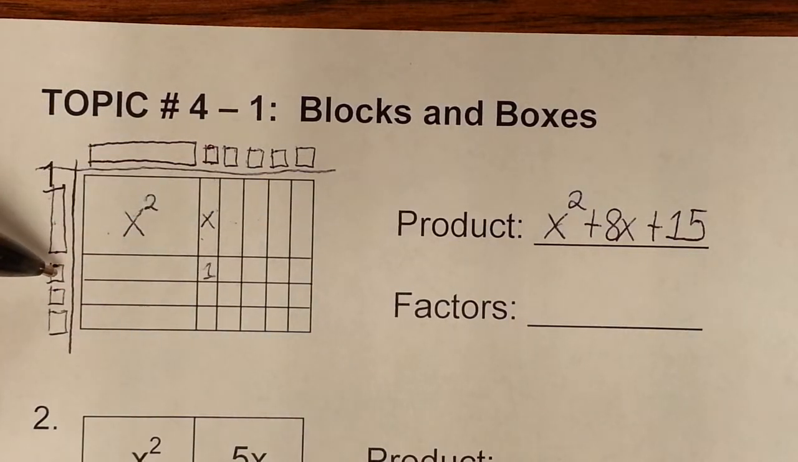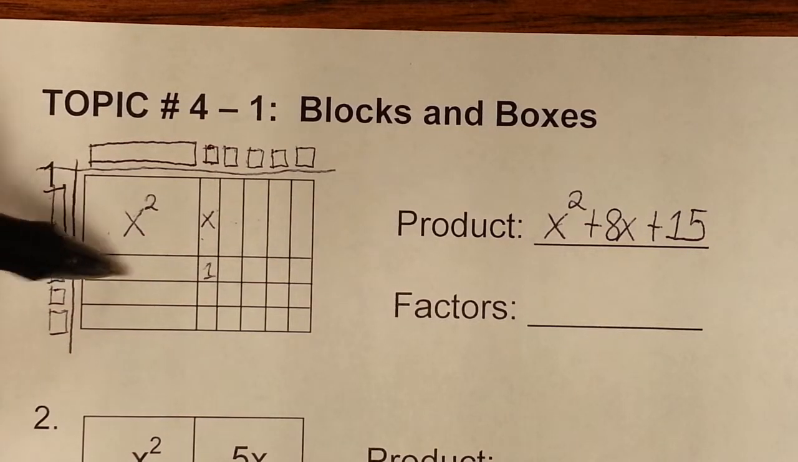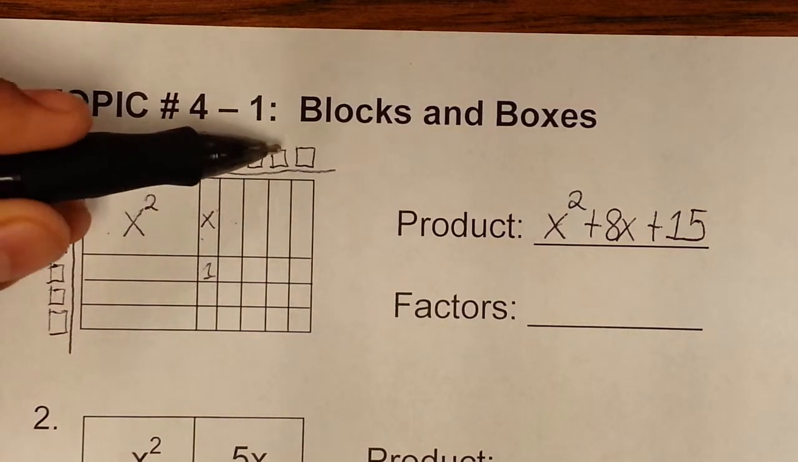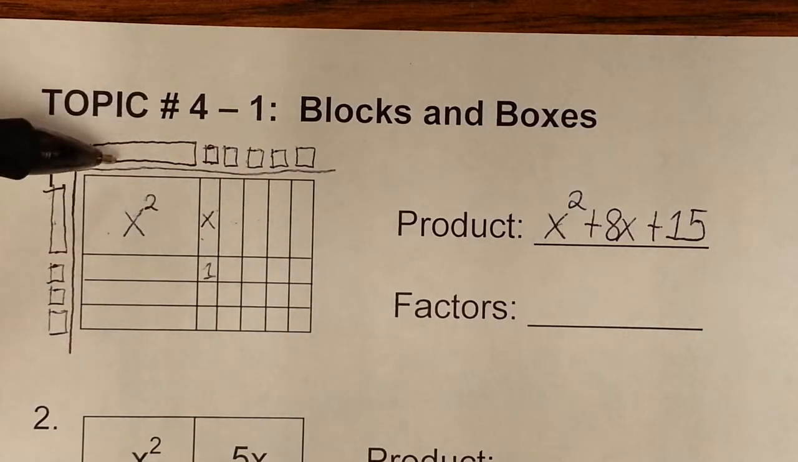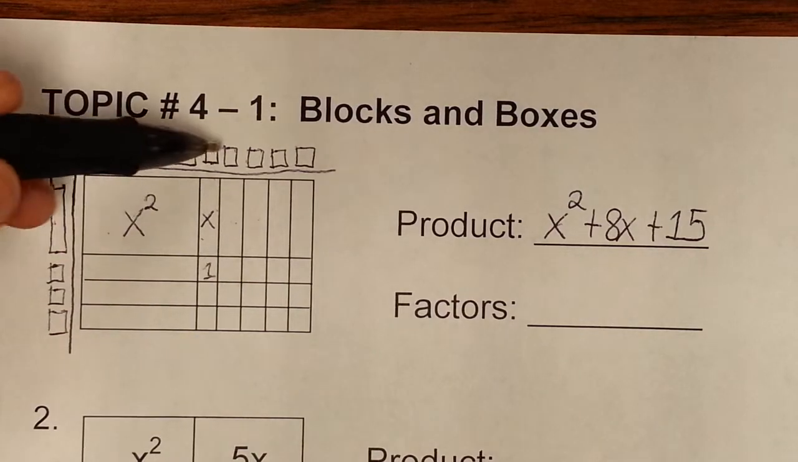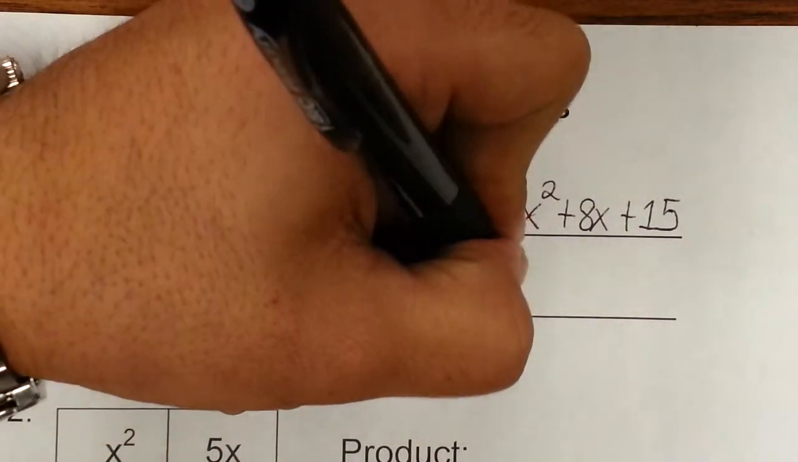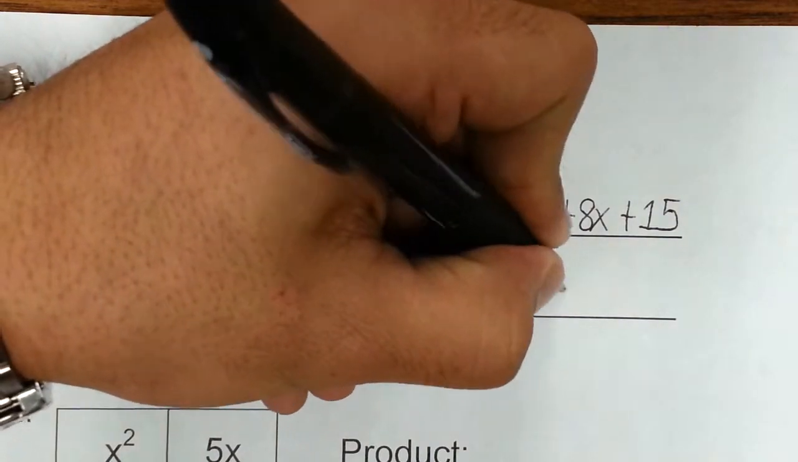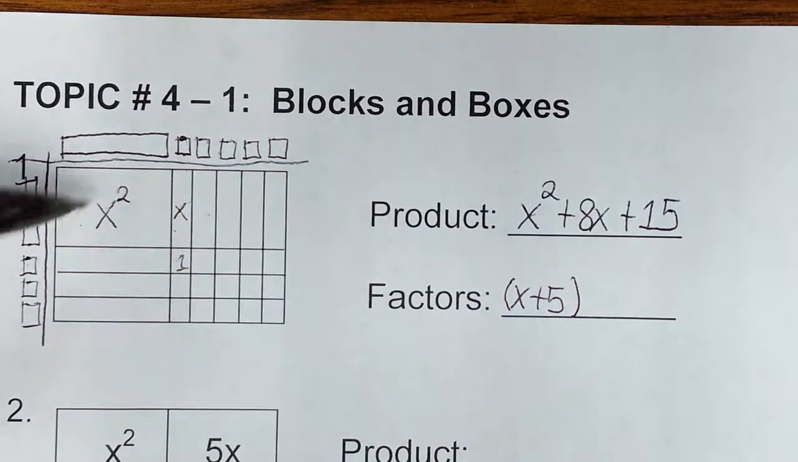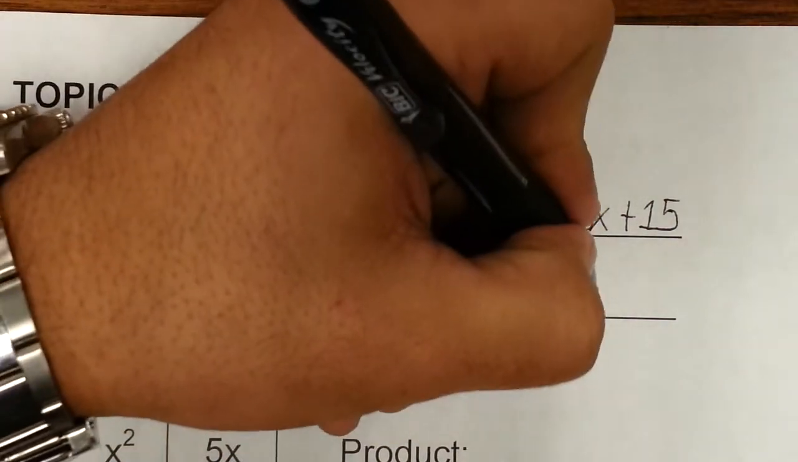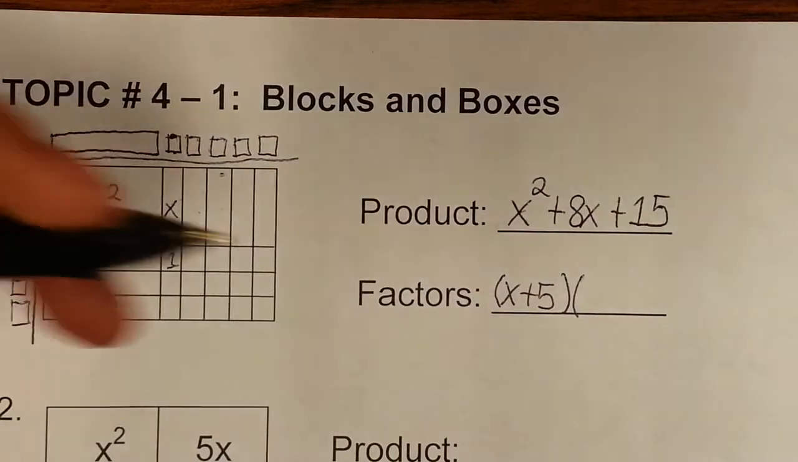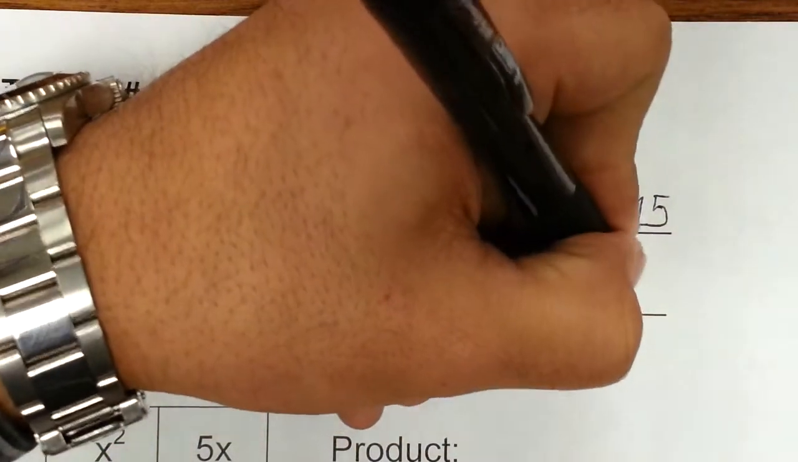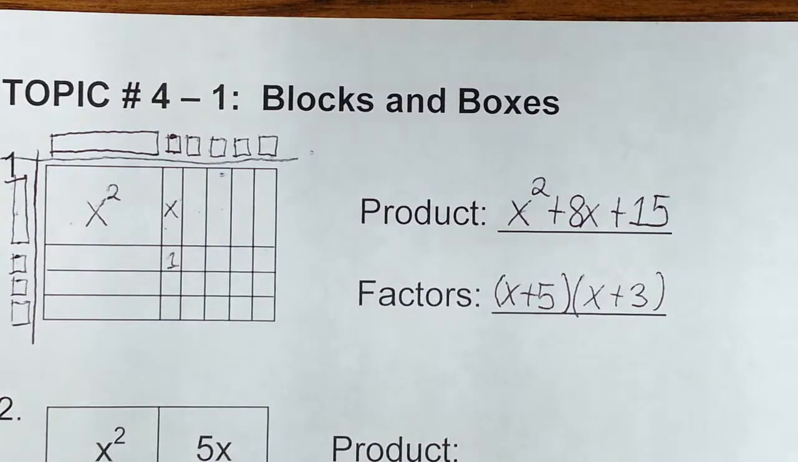Same thing for the second piece. So 1 times x gives us x, and repeat the process for every piece in that column. Same for all the other pieces, we end up with our area. Now for one of our factors, we have an x plus a 5. So in factored form, open your parentheses, put in one of your factors, close it out: x plus 5. For the other length, we have an x piece and then 3 unit pieces. So we have an x plus 3. And those are our two factors.